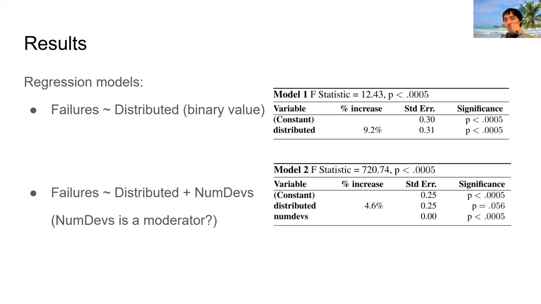Yes, it's possible, but based on this model, there is no interaction effect. So my interpretation of these two results is this: if you plot it as a causal graph, whether the team is distributed or not has two directed chains to the final outcome, which is whether there is failure or not. The first one is that being distributed has a direct effect. The second one is that being distributed is correlated with the number of developers, and the number of developers is correlated with whether there is failure or not. So the second chain has half of the effect. If you add the number of developers in, the effect size will decrease from 9.2 to 4.6, because the other half was captured by the other chain. That's my interpretation.